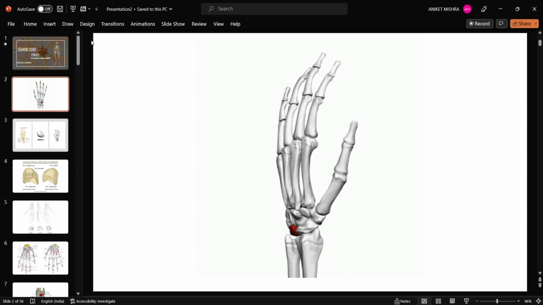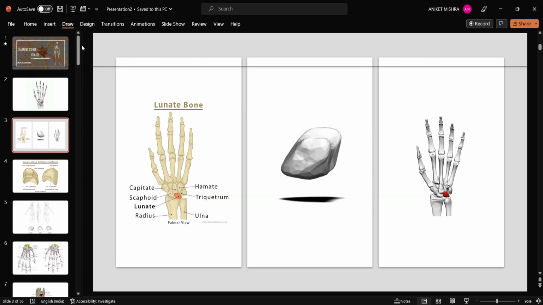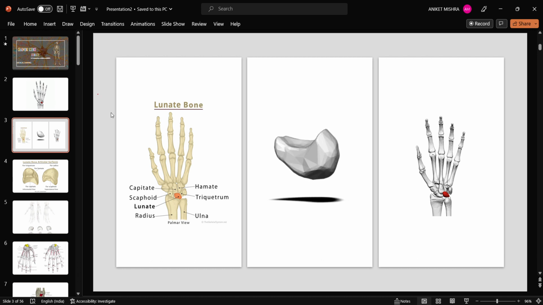Whenever we look at the lunate bone, we will find that the lunate, or semi-lunar bone, is a carpal bone present in the human hand. It is situated in the center of the proximal carpal bones, which lie between the ulna and the radius of the hand. This is the radius and this is the ulna.